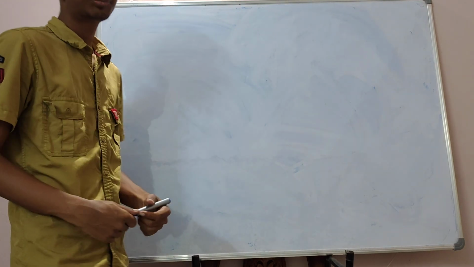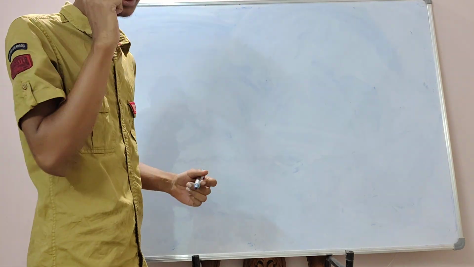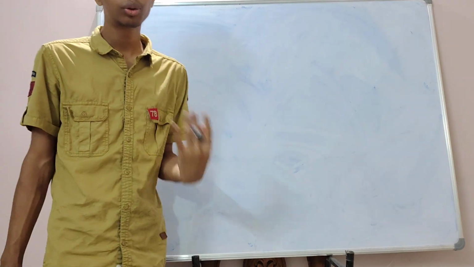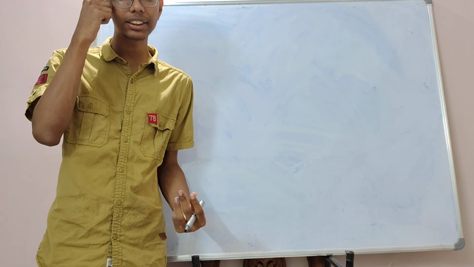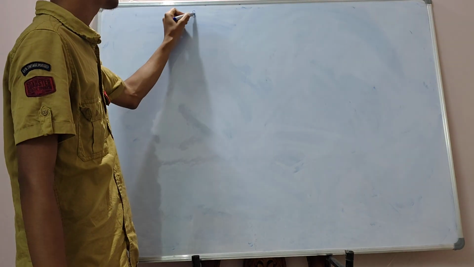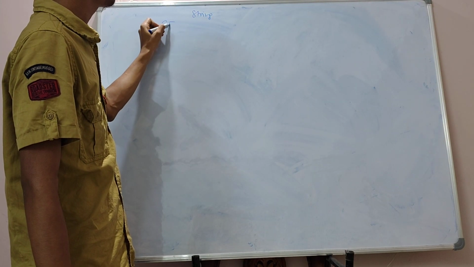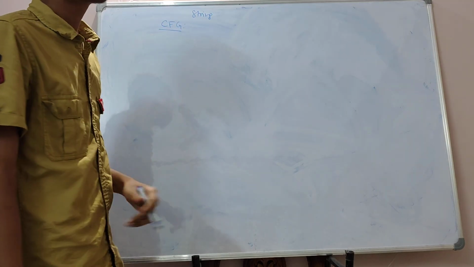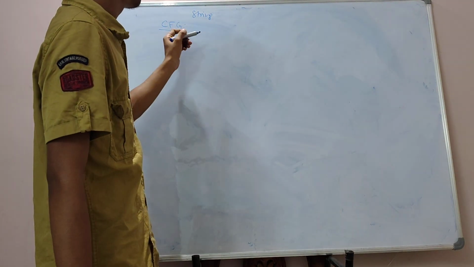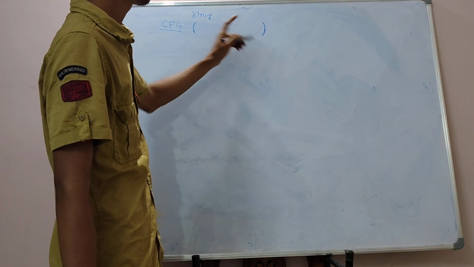So in this video we will be discussing context-free grammar. So what does grammar mean? Grammar is a set of rules that are used to construct sentences in a language, and those sentences are often referred to as strings. Now what is context-free grammar? Context-free grammar is basically a grammar consisting of four things.